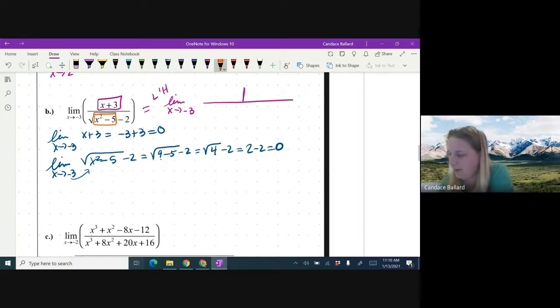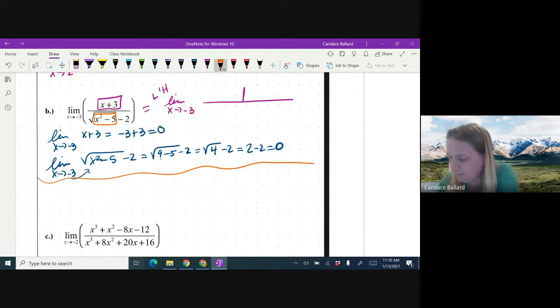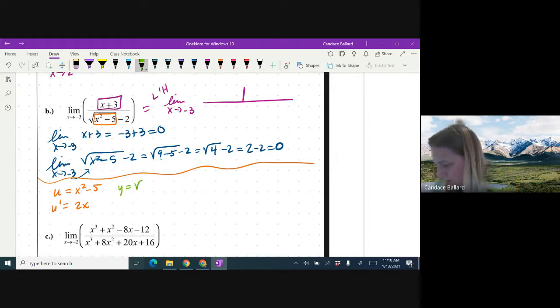I'm going to do my work underneath here. I tried to write a little smaller so I had room for this work. So u equals x squared minus 5, which means that u prime is equal to 2x. So that's the inner function. The outer function, we'll go with green. I'm going to call it y equals, substituting the u in, minus 2. I'm going to rewrite that to the 1/2 power. So I get that y prime equals 1/2 u. I'm going to subtract 1, so it's going to make it -1/2.